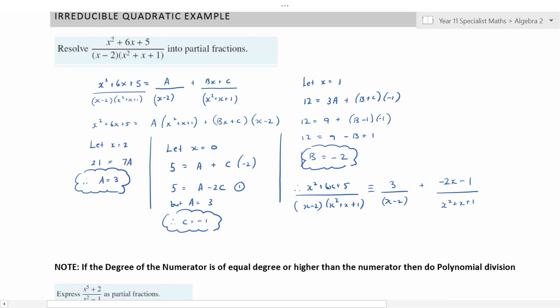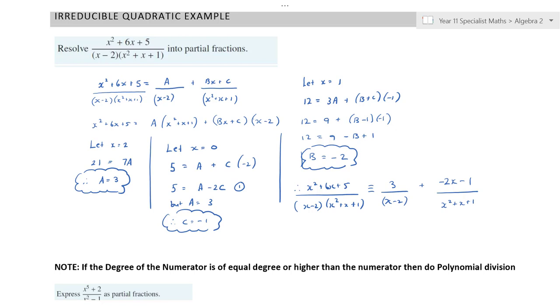Okay, and this is for the irreducible quadratics. Now, I don't want this video to go forever, but I want you to see here. Can you see here that we've split up this partial fraction into a linear one, A over x minus 2, but this is an irreducible quadratic. It means it can't be factorised. So that has a linear factor of bx plus c, and that is how you do type 3s.